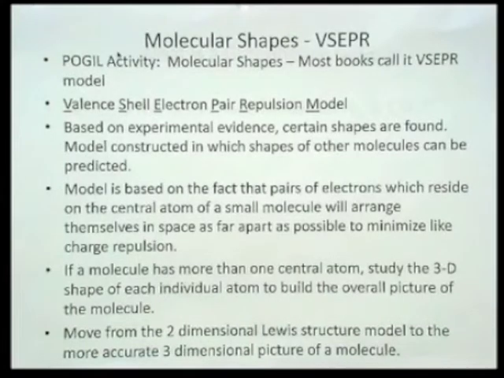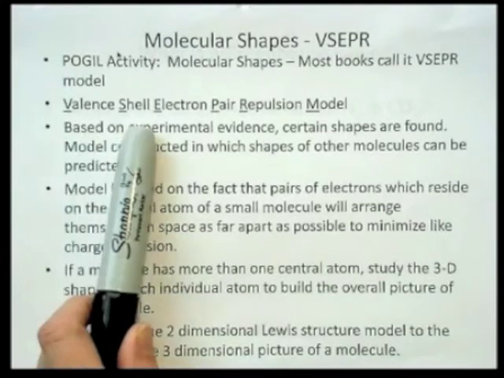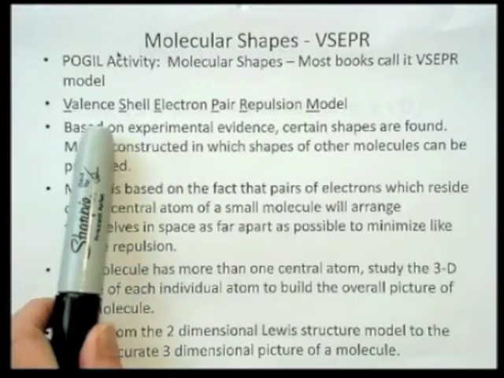So what that means is, by looking at the X-ray crystallography shapes data of molecules, it was found that different molecules tend to fall into certain predictable shapes. And based on this model, you can predict the shapes of other molecules just by knowing the Lewis structure of the molecule. So what does this mean? Valence shell. Those are the electrons in the outer shell of an atom.